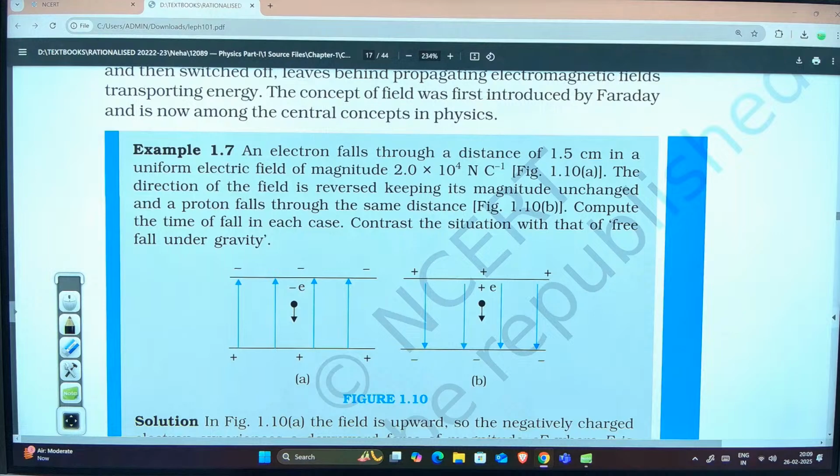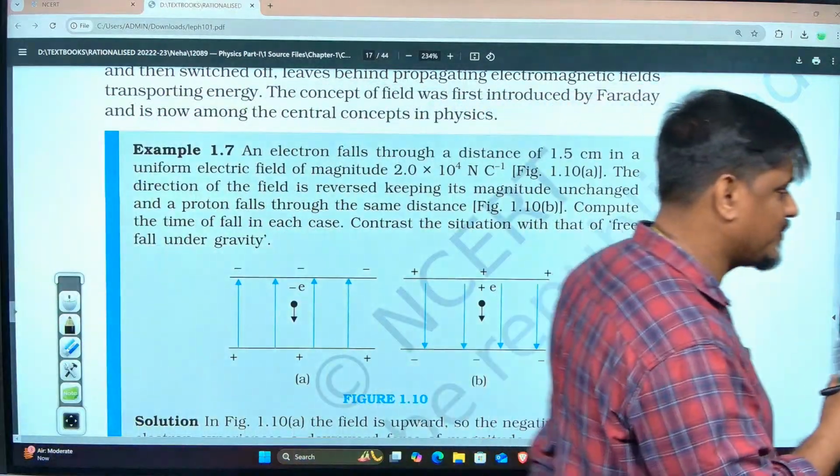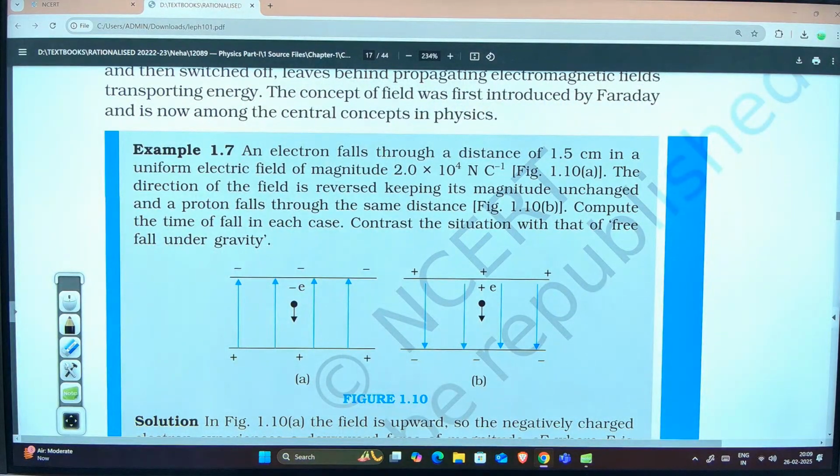Very interesting question. It has come in the board examination also. See the question how it is. Please don't write the question and waste your time in that. Read the question and try to solve it. I'll help you at the end of the day. Don't worry. No, the mass of both is the same. Electron is lighter, less time. We'll talk about that. First, you try solving by yourself.